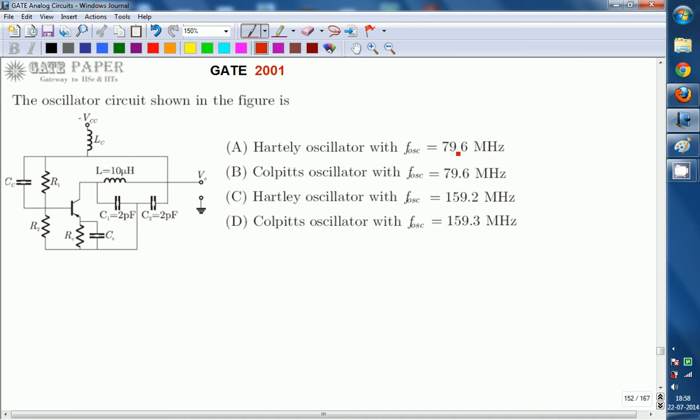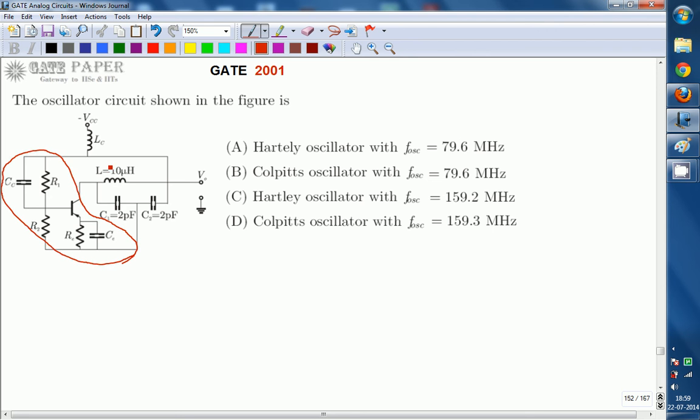Okay. So here you must identify the type of oscillator. Remember that every oscillator circuit consists of two parts. One is the basic amplifier, the other is the feedback network. So you must be able to identify the basic amplifier as well as the feedback network. The basic amplifier is the transistor along with the biasing circuitry. An amplifier without feedback is called the basic amplifier.